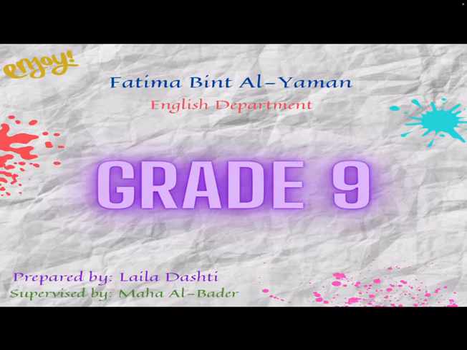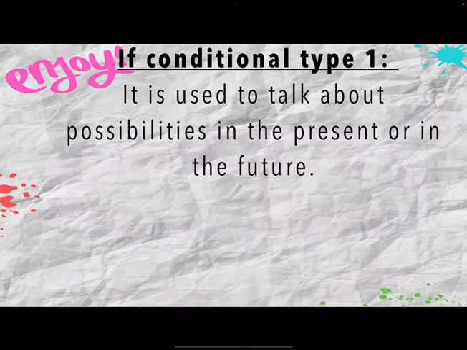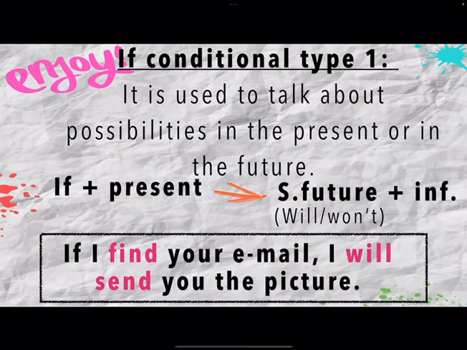Today we are going to talk about another grammar, which is if conditional. We are going to talk about type 1, the first if conditional. When do we use the first if conditional? It is used to talk about possibilities in the present or in the future. Let's see the rule of the first if conditional.